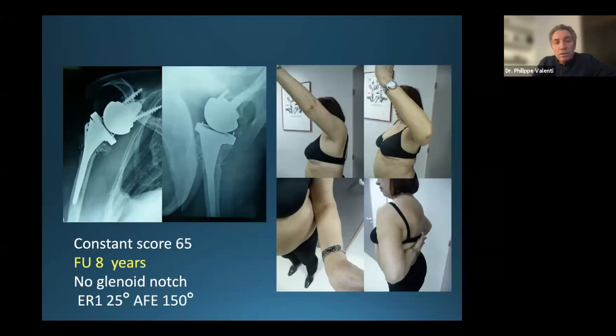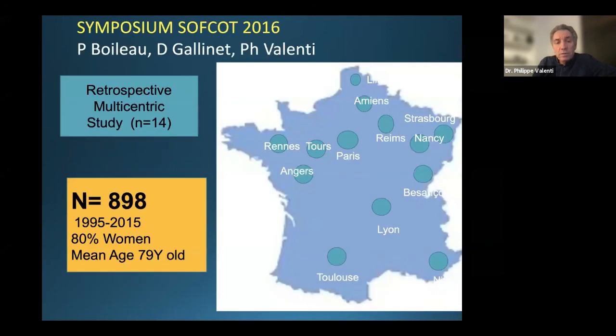And we use a reverse prosthesis. This is a patient that I saw 8 years ago, with no glenoid notch and a good forward elevation, and good external and internal rotation.